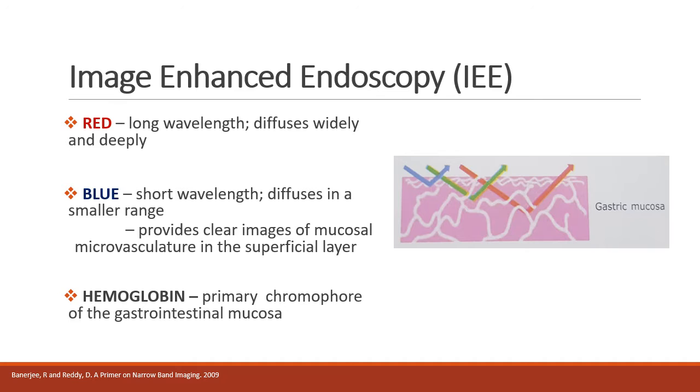Hemoglobin is the primary chromophore of the gastrointestinal mucosa. The other components of the gastrointestinal tissue, such as the cell nuclei and the fiber, are colorless. Accordingly, the blue filter is designed to correspond to the peak absorption spectrum of hemoglobin to emphasize the image of capillary vessels on surface mucosa.